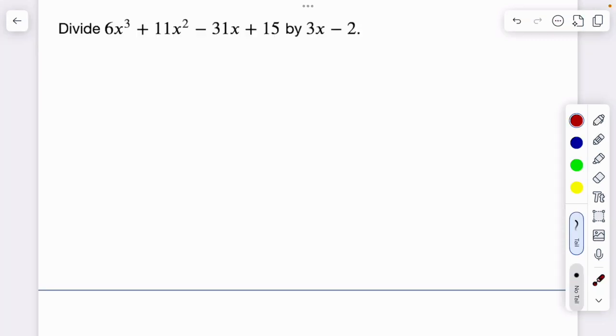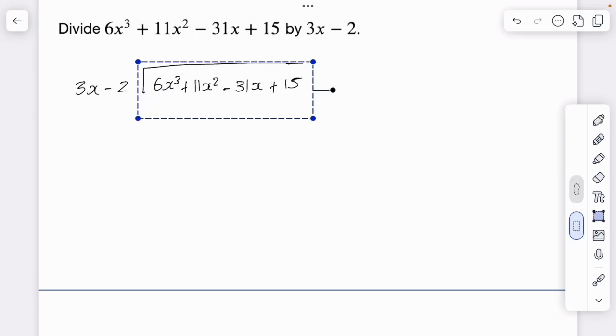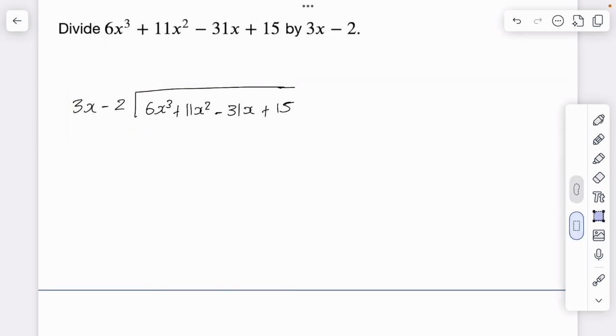So a bit more of a complicated question here. Another polynomial division. We've got this polynomial divided by 3x minus 2. We set it up as we always set it up: 3x minus 2 going into 6x cubed plus 11x squared minus 31x plus 15. How many times is 3x going into 6x cubed? Well, that goes in 2x squared times.